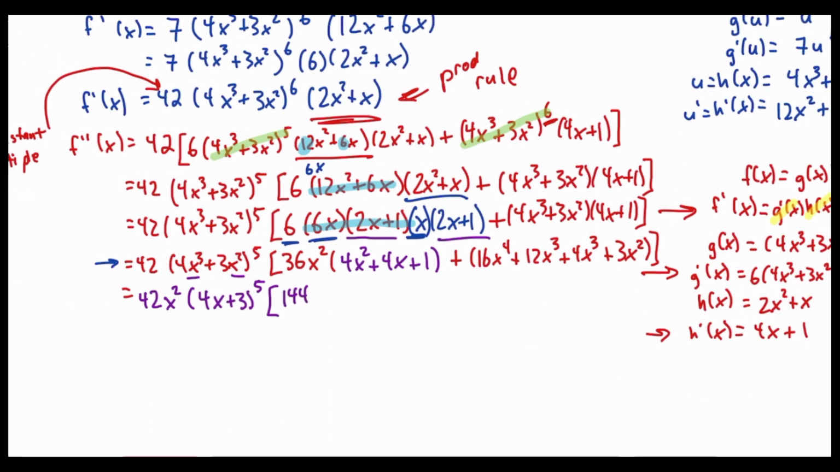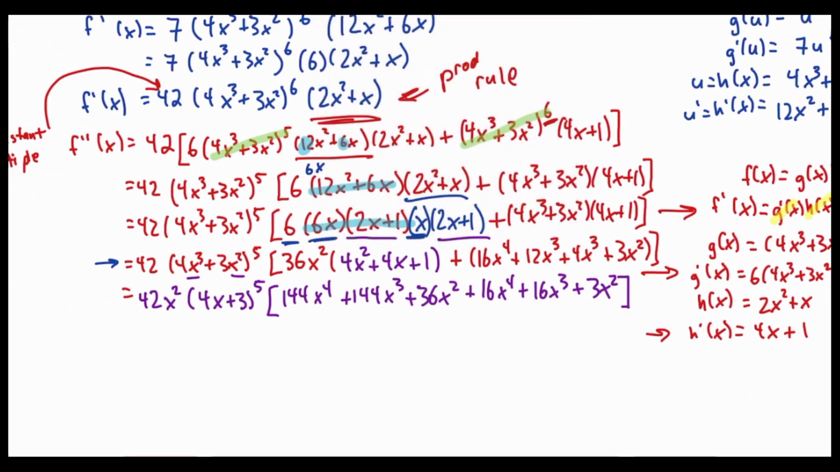So 144x to the power of 4, and 36 times 4 is 144x cubed plus 36x squared, and then plus these terms as well. So plus 16x to the power of 4 plus 12 and 4x cubed is going to be 16x cubed plus 3x squared. Almost there. Let's collect some like terms now.